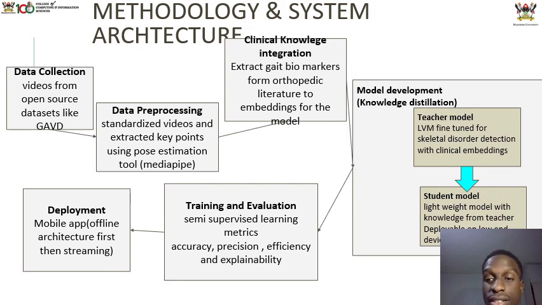Then that knowledge is distilled to the student for a much lighter weight model that can be deployed on a mobile application. Then, of course, for training and evaluation, we shall use semi-supervised learning, and the metrics that we shall use are accuracy, precision, efficiency, and explainability. Then, of course, at the end, we shall have the deployment phase, whereby it will be deployed on an offline fast architecture. Then later on, it will have streaming.